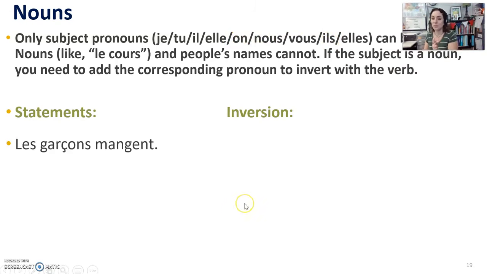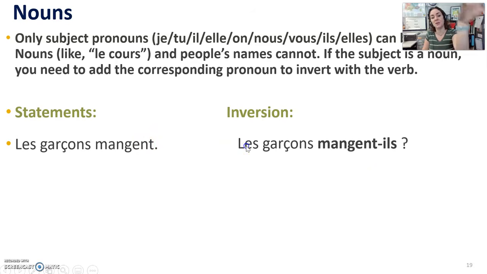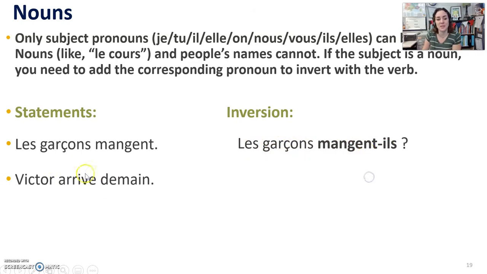Les garçons mangent. A lot of people will be tempted to just flip what they see here, but that's hard to do. What would you flip? Mange les garçons? Doesn't quite go. So what you're going to do instead is say les garçons, and then take my verb and put the right pronoun afterwards. Les garçons mangent-ils? The boys, are they eating? So I still identify who they are, but I do inversion properly.